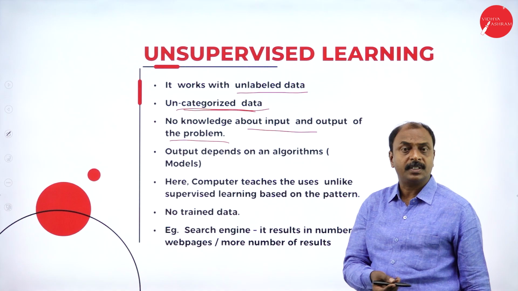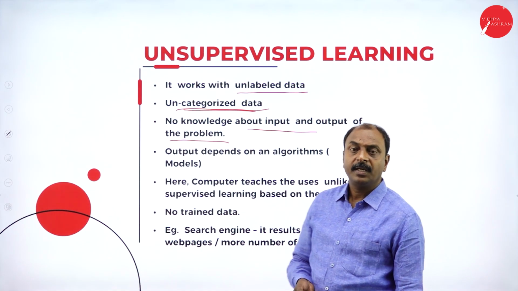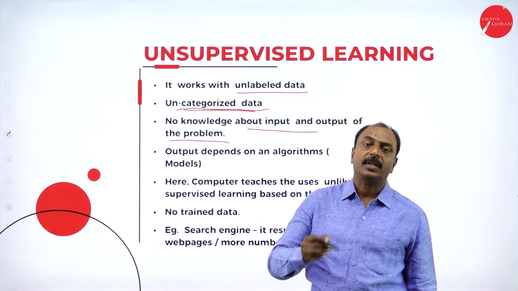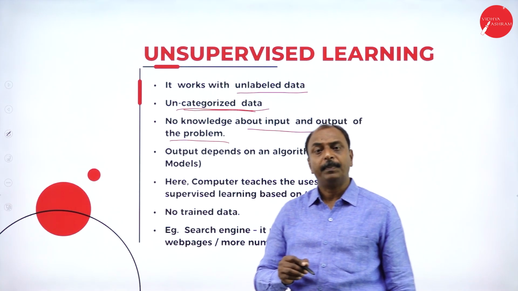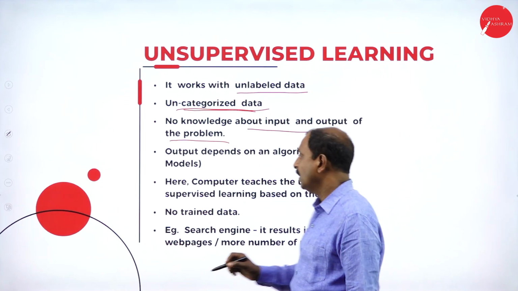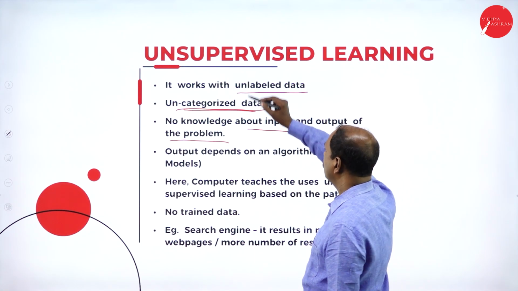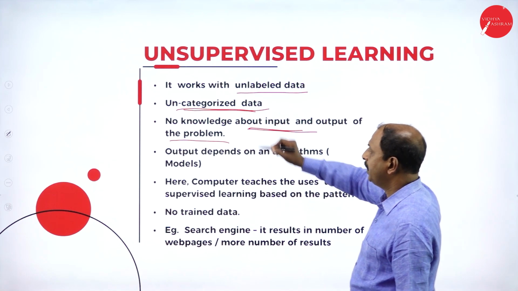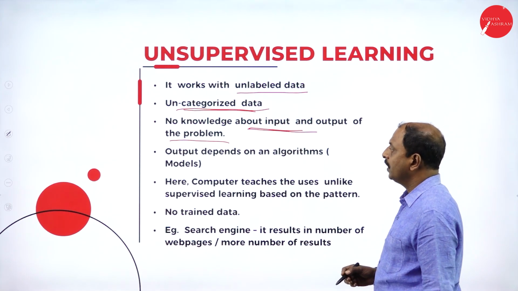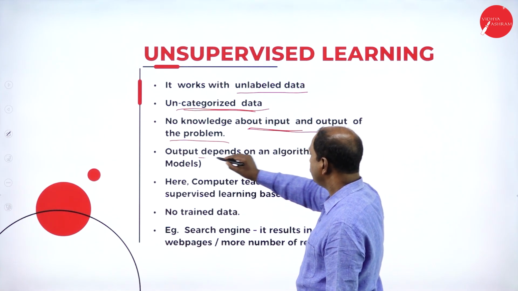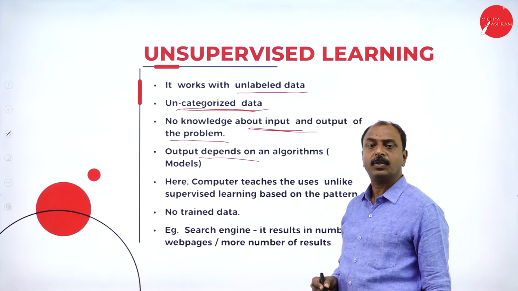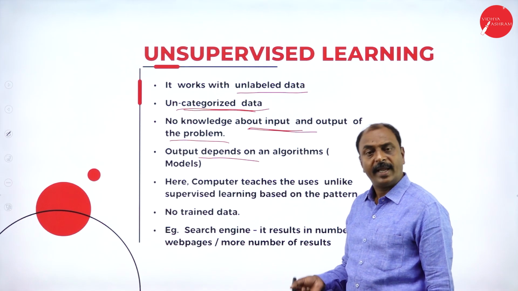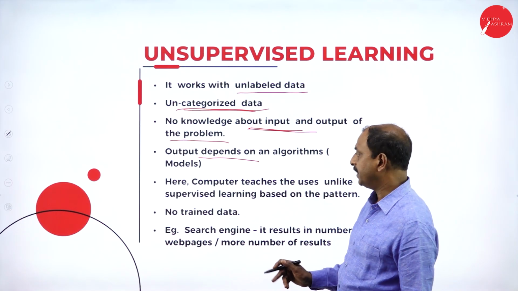As we have seen in supervised machine learning, in the data set we have information about, for this particular input, we are mapping with the output variable. But here there is no prior knowledge about the input and also the output of the problem. That is the main difference between these two. Now the output depends on algorithms, or nothing but the model which we are going to create, or it is going to create by itself with the help of experience or past data.